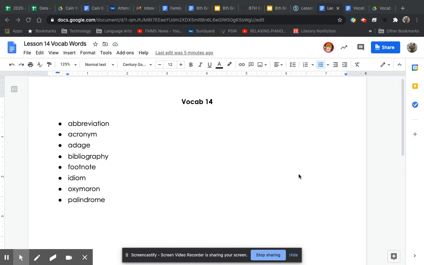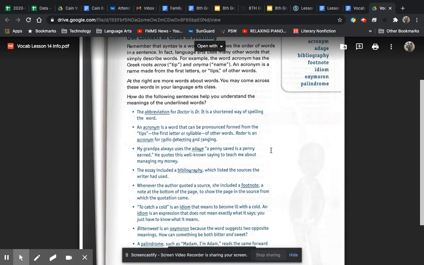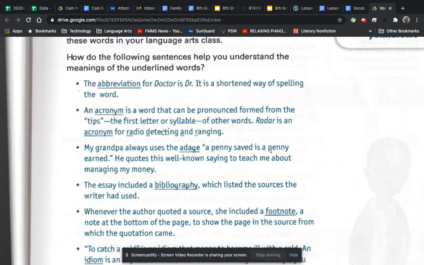So if you look at the vocab pages, it has an example for each one. And so we're going to just define it. And in our definition, we're going to try to give examples so that you guys can see what they are. These are all language artsy terms. So you have probably heard at least half of them before.